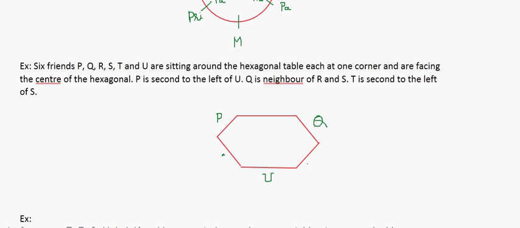T is second left to S. Now if S is here, right, T would be here. But here we already know it's R, so this is not possible, which means S has to be here, R has to be here. There is no other way out, and thus T has to be here. So this is the simplest question where you are able to get a single arrangement, right? This was an easy one. You would be able to answer all the questions.